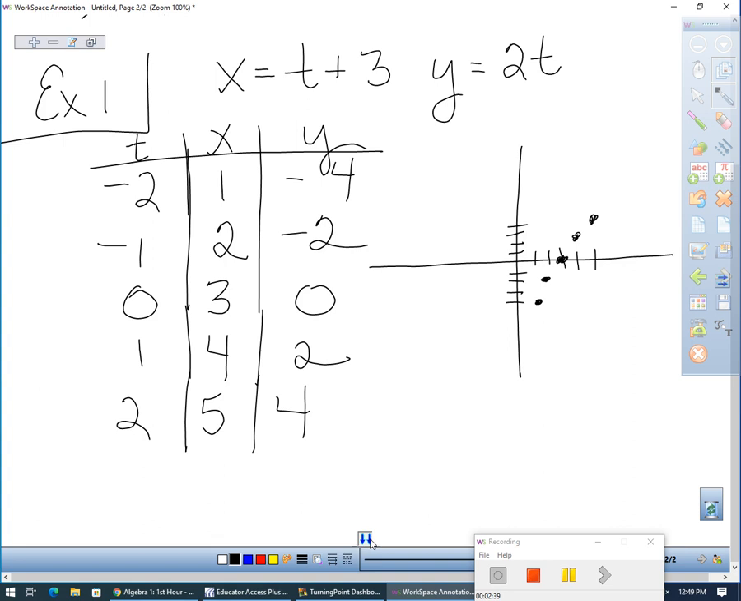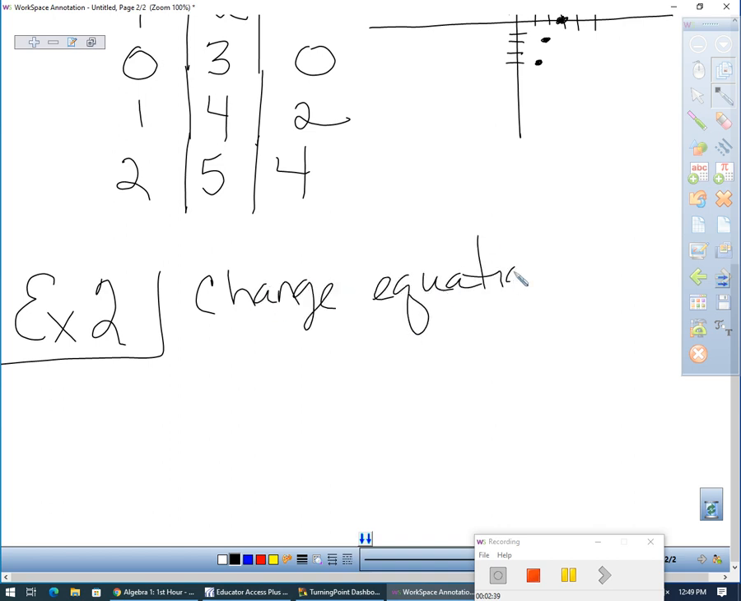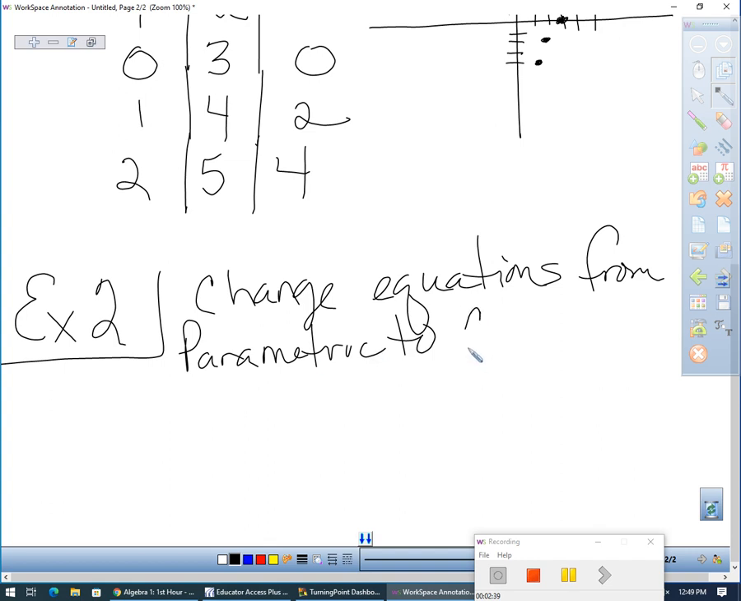All right. Example number 2. So we worked with a graph and trying to change it into our coordinate plane. However, what I'd like you to do is also write the equation for it. So if you are trying to change equations from parametric to our coordinate, we'll just say coordinate.